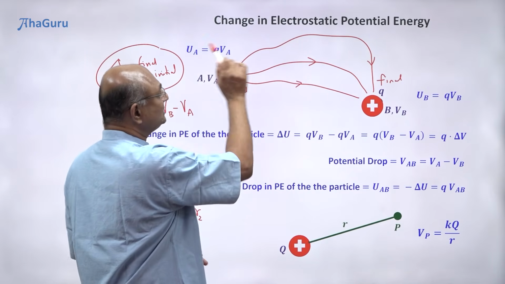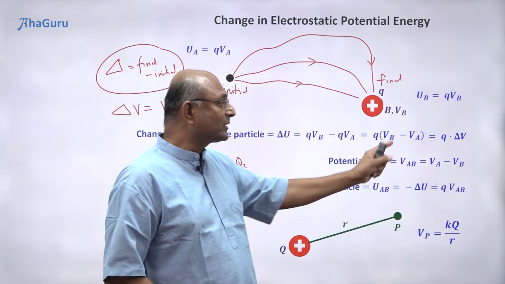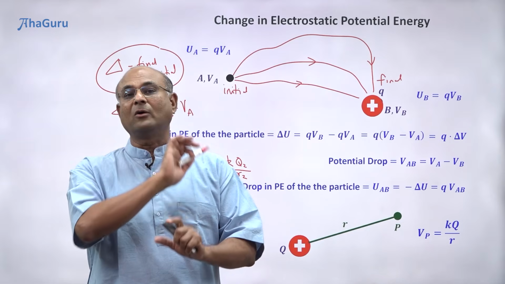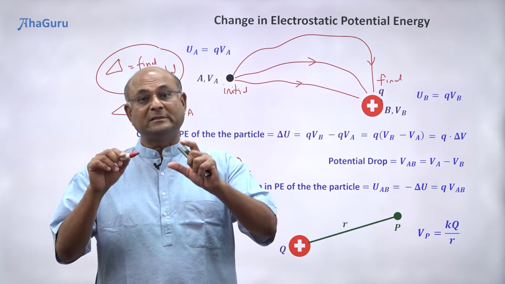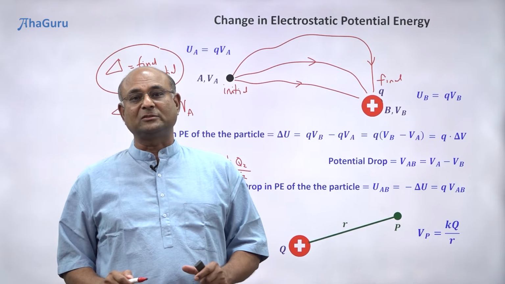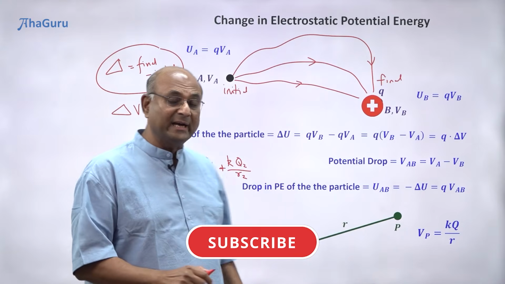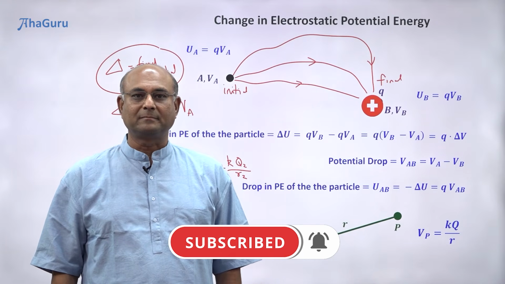And you know that the change in potential energy is Q times the change in potential. By combining these two, you can easily solve questions based on change in potential energy. Let us now look at JEE questions, the previous year questions from JEE and NEET, and let us see how to use these ideas to solve questions based on change in potential energy.